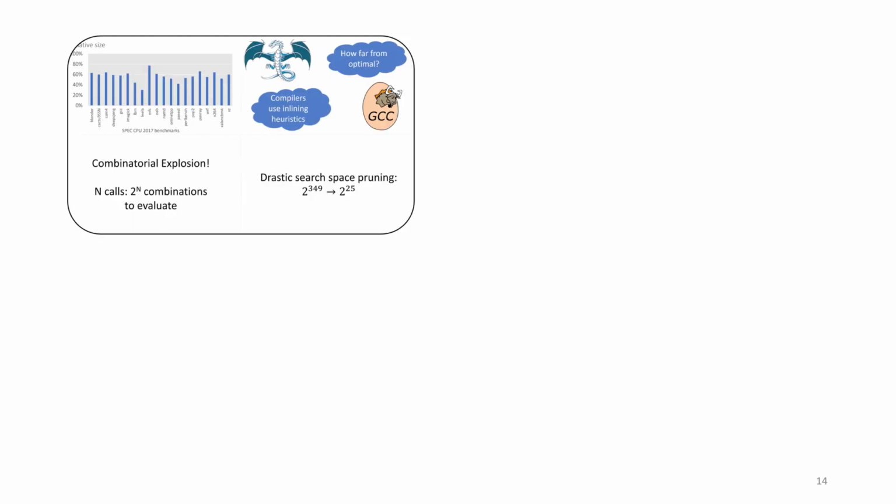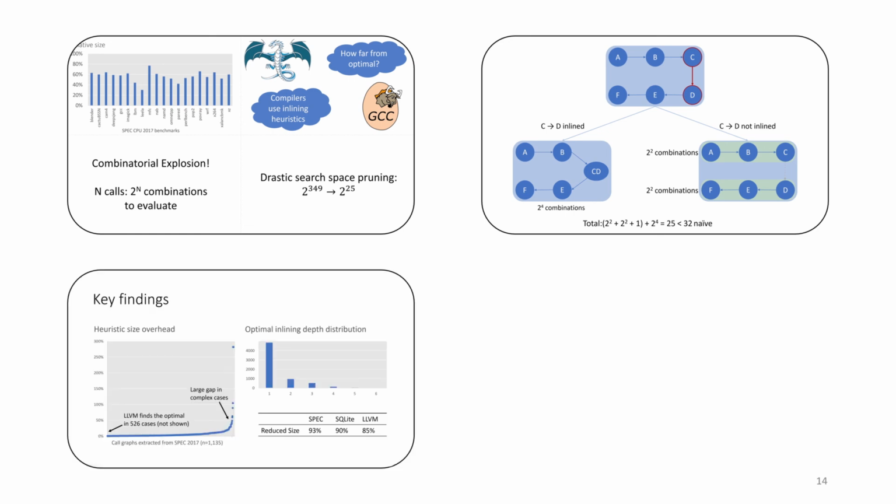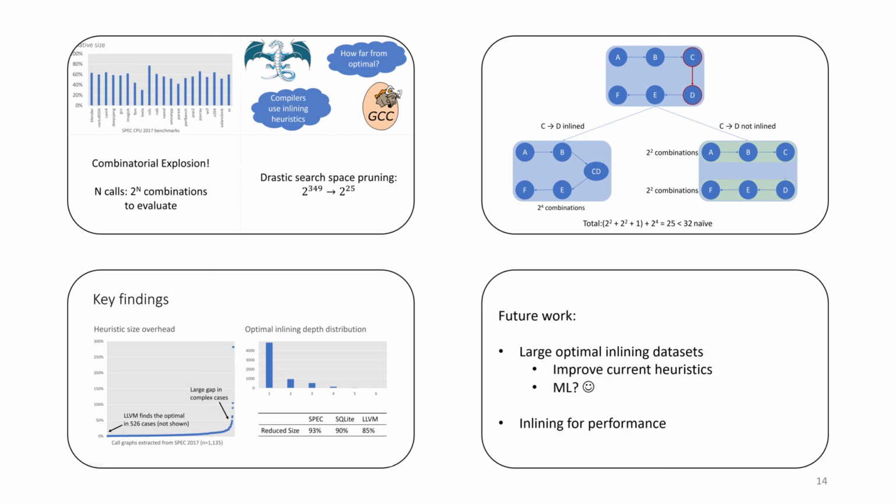In conclusion, this was the first work on studying optimal inlining, and it was enabled by our search space reduction insights. Our key findings show that there is a significant gap between state-of-the-art inlining heuristics and the optimal, and based on our study, we developed an effective inlining autotuning strategy. Finally, we have a way to generate large datasets with optimal inlining choices. These can be used to either improve current heuristics or maybe learn a new one. In addition, the next logical step is extending this work to studying optimal inlining for performance.